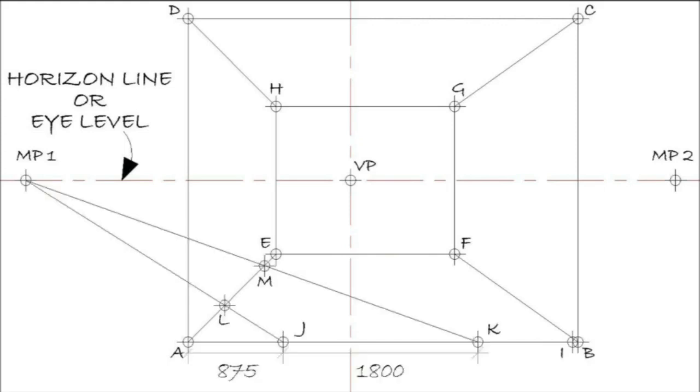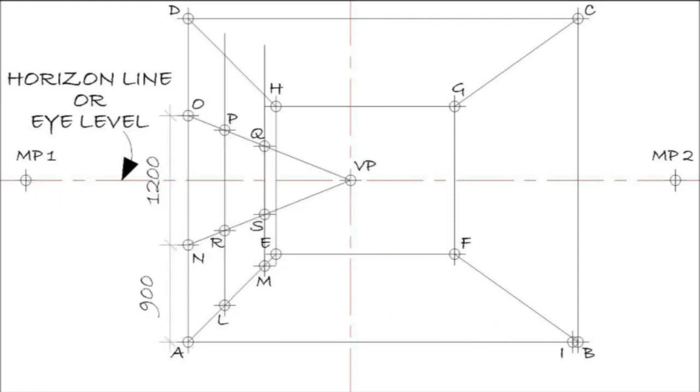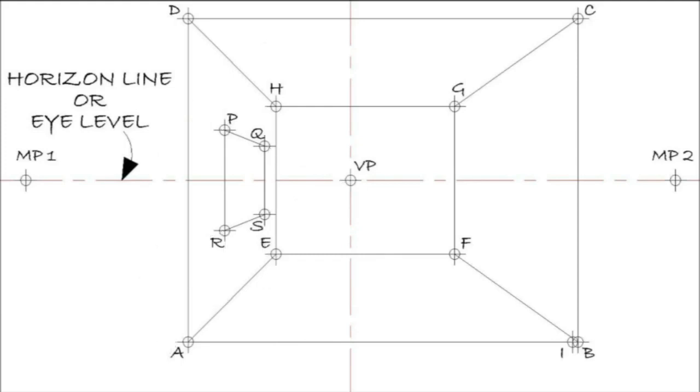Now for the window, first mark out point J from point A at a distance of 875 as shown in the plan on the lateral wall, and K at a distance of 1800 from J, which is the length of the window. Join J and K to MP1 to get L and M. Draw verticals from L and M. Mark out N at 900 from A, which is the sill level, and point O at 1200 from N, which is the window height. Join N and O to the vanishing point to get P, Q, R and S. So we now have the window P, Q, R and S.